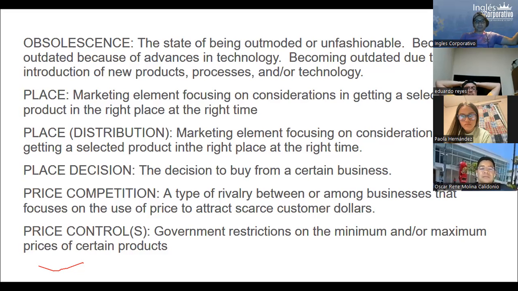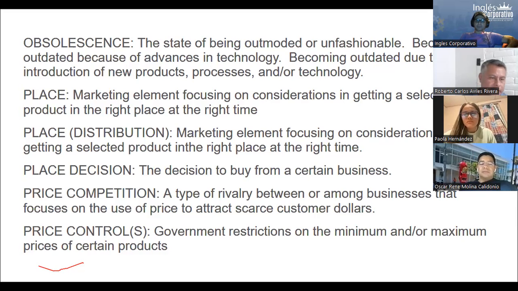Place decision. This is a little bit different. Who wants to read about place decision? Who wants to read? The place distribution is the same as the marketplace. Something like that, like marketing place, place and distribution. It's part of a marketing cycle. It's the same as when you go to Walmart, for example, it is a place of distribution.